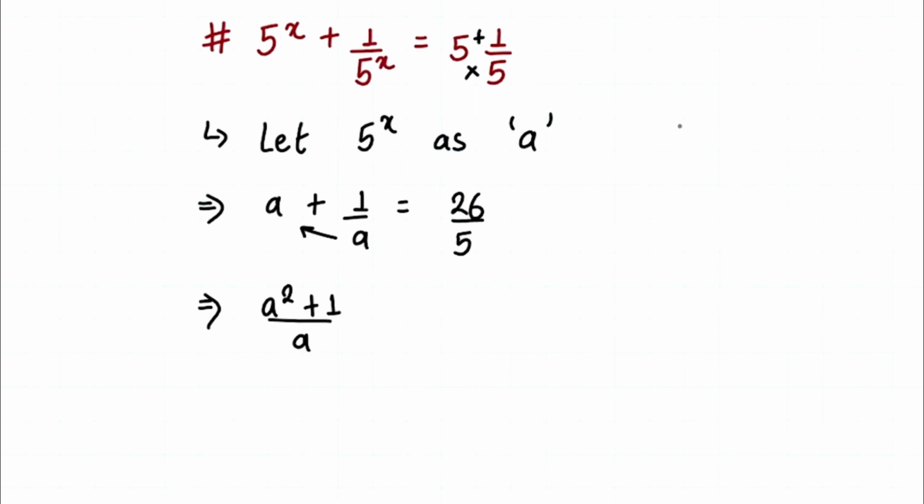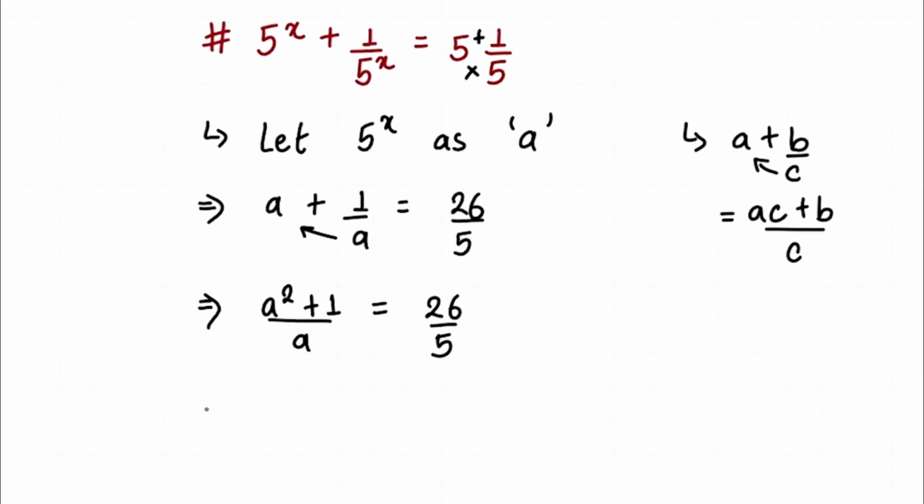So here again, I'm using a simple trick. If you have something like a plus b divided by c, what you can do is you can multiply this c over here and you get ac plus b divided by the common denominator, which is going to be c. And that's what we did over here as well. Equals to, we have our 26 divided by 5. Now we're just going to cross multiply things, okay? So this 5 is going there and this a is going to go there. So we have 5 times a square plus 1 equals to 26 times a, which is 26a.